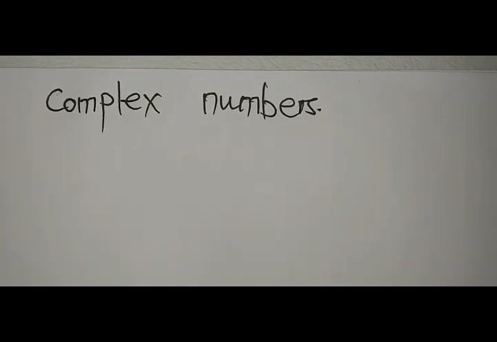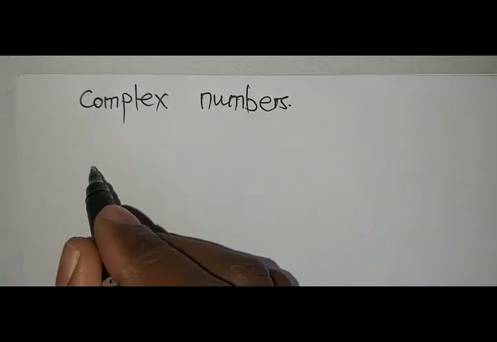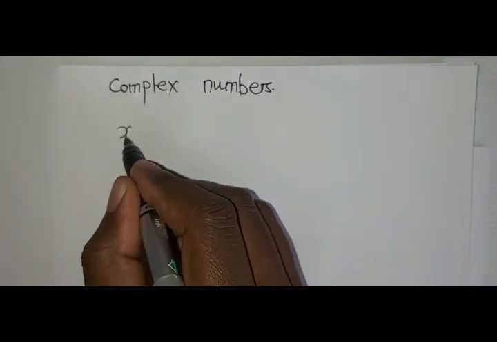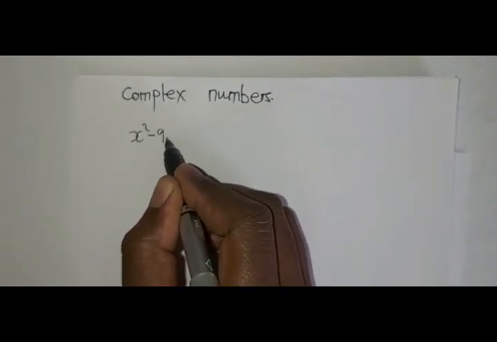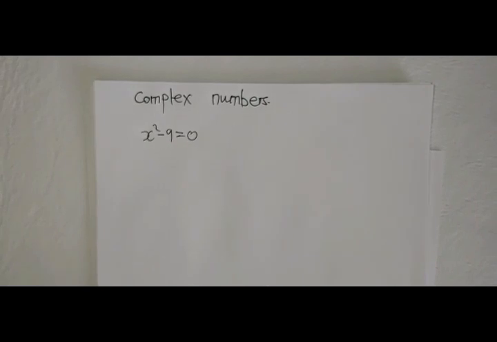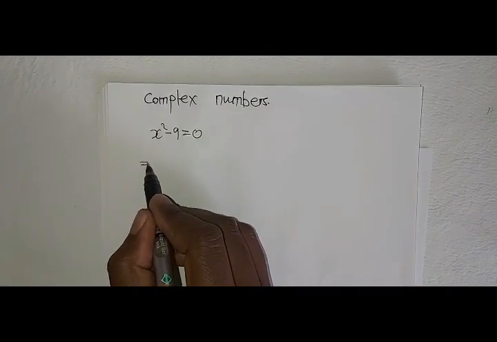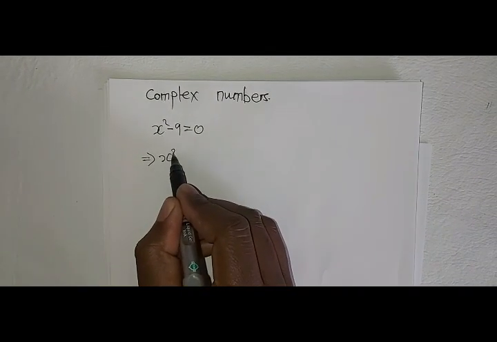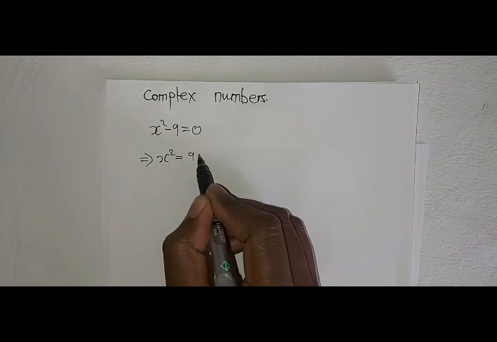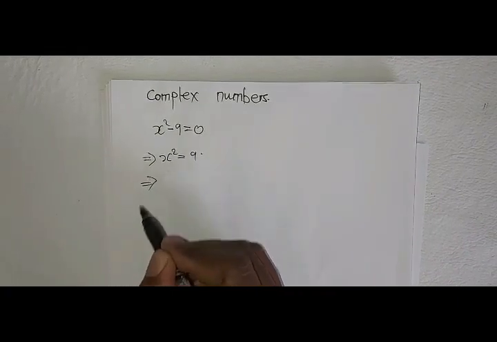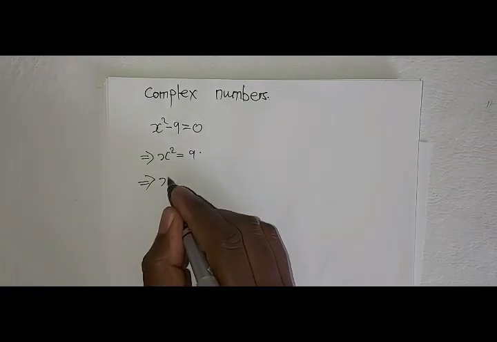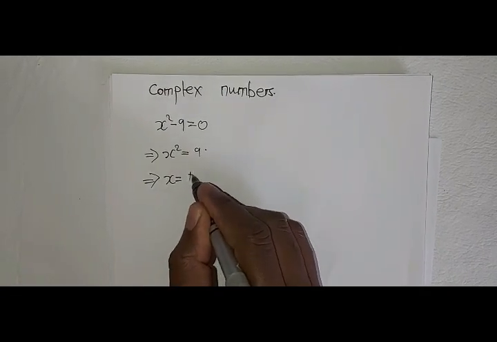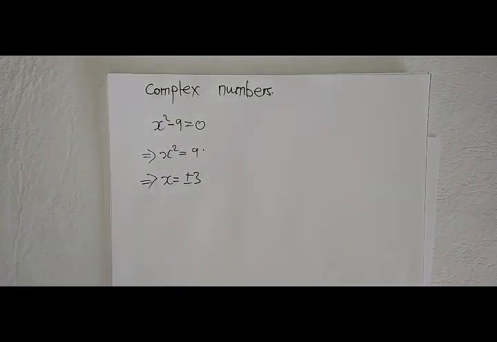For example, if you are given the equation x squared minus 9 equals 0, no problem there with solving it. It therefore means that x squared is equal to 9. Then from there we put square roots both sides, which means x equals plus or minus 3.